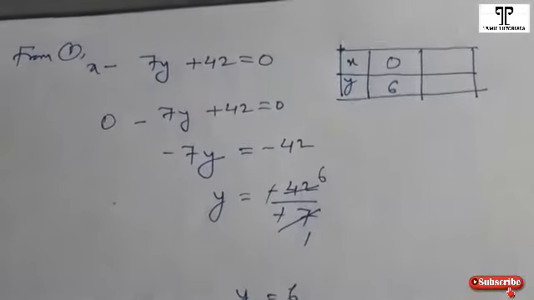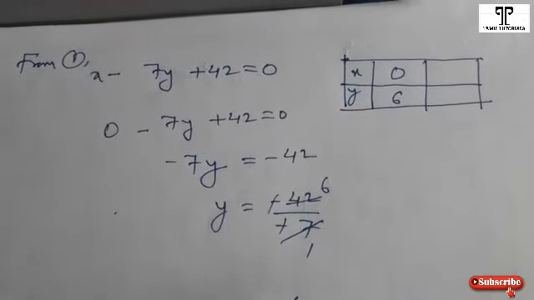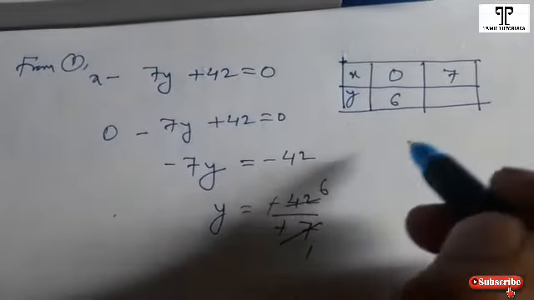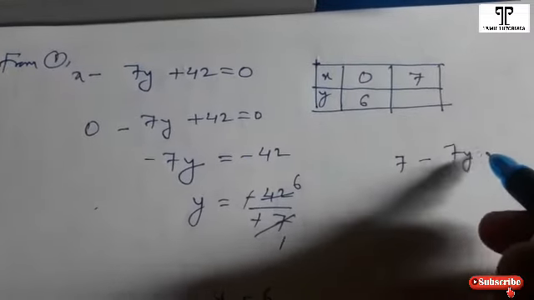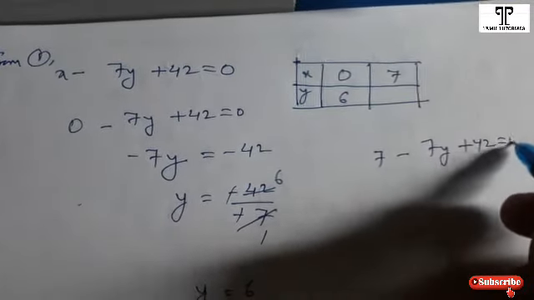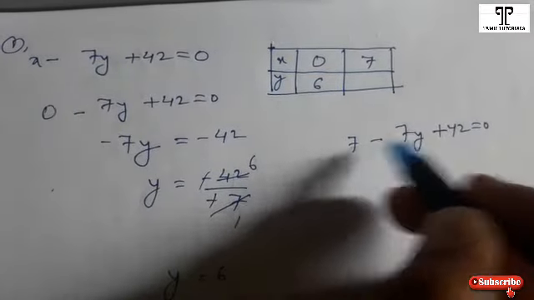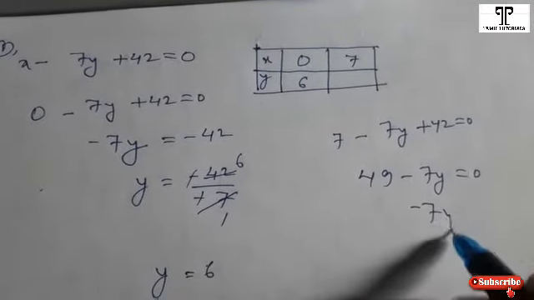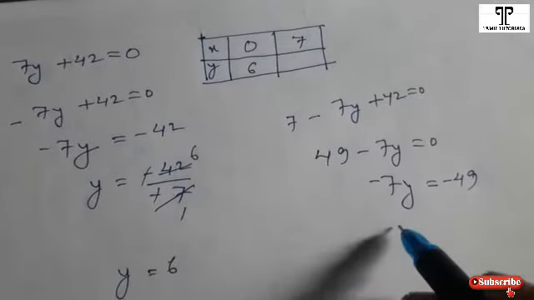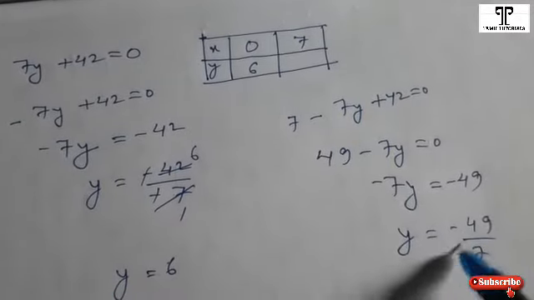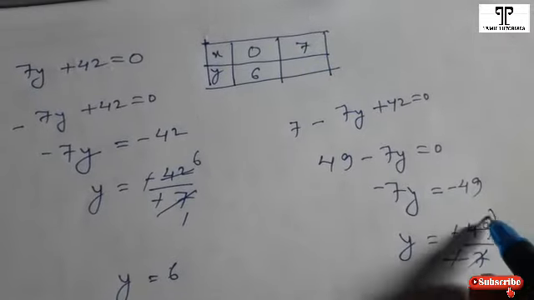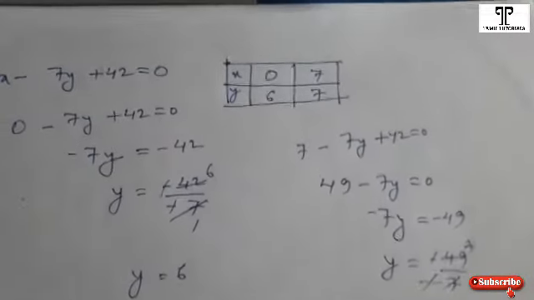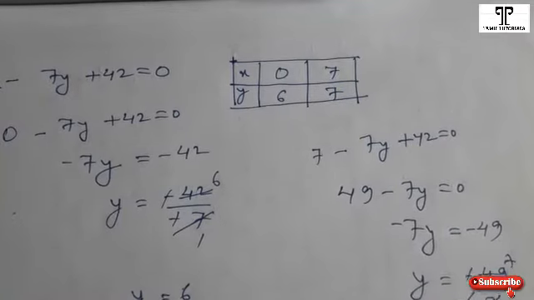Similarly, suppose the value for x is 7. So 7 minus 7y plus 42 equals 0. So 7 plus 42 is 49, minus 7y equals 0. So minus 7y is equal to minus 49 if you take that side. So y is equal to minus 49 by minus 7. Minus minus gets cancelled. 7 sevens are 49, so the value of y is 7 here. So we have found the two solutions for equation 1.